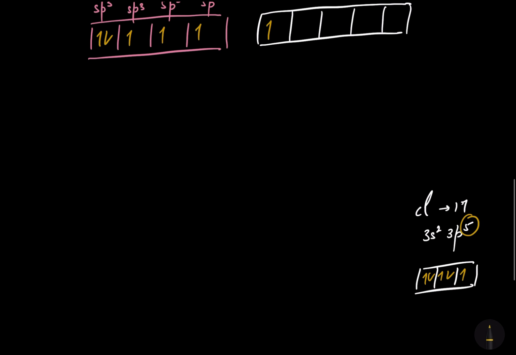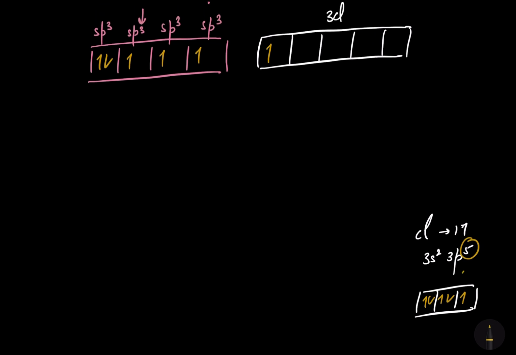So here one of the 3p orbitals is having 1 electron which will have the head-on overlap with the sp3 hybrid orbital of the sulfur. So I'm writing over here, first of all, this is the 3p of the first chlorine, and it's having 5 electrons, 1, 2, 3, 4, 5.